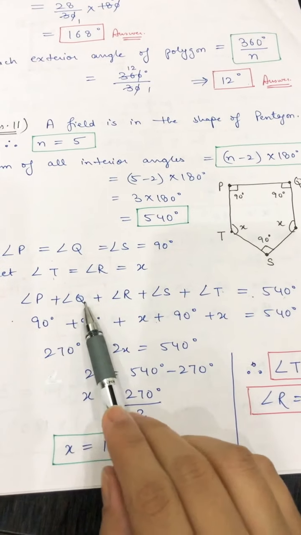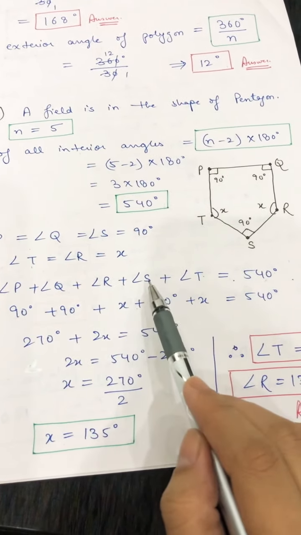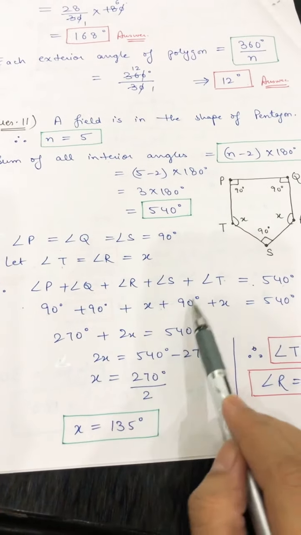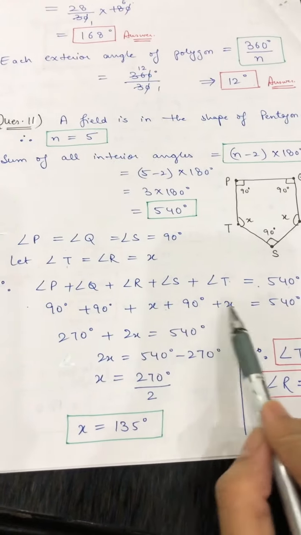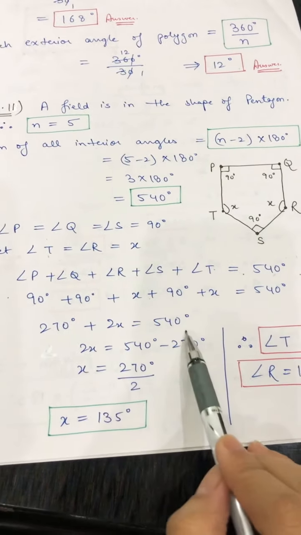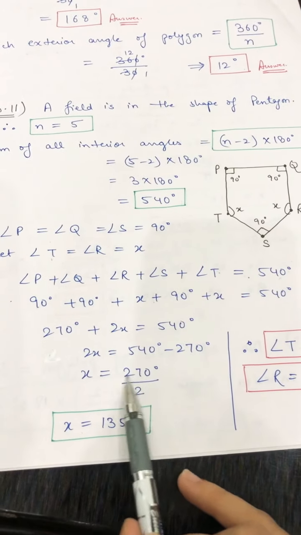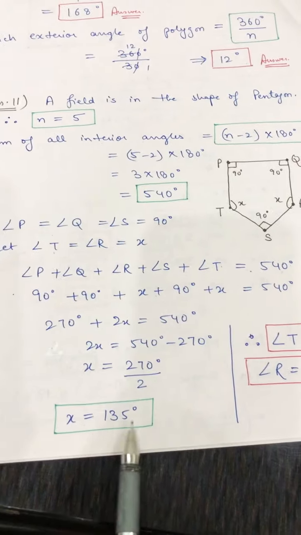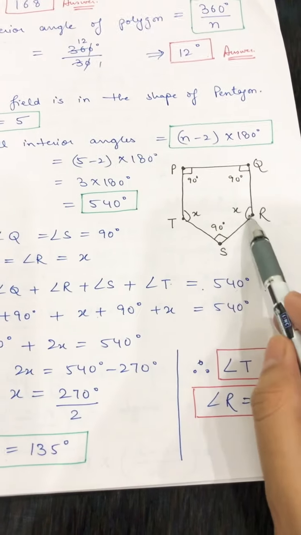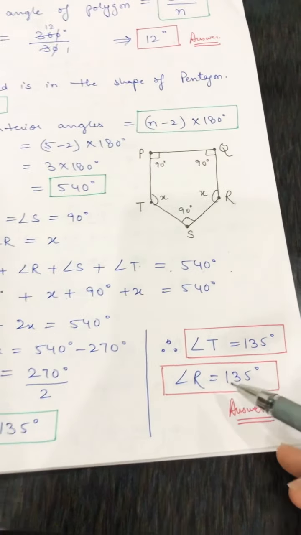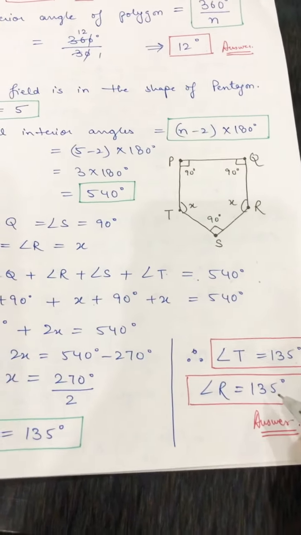Put the values. Angle P is 90, angle Q is 90, angle R is x, angle S is 90, angle T is x. 90 plus 90 plus 90 is equal to 270. x plus x is 2x, so 270 plus 2x is equal to 540. 270 will go to that side, so 2x equals 270, and x is equal to 270 divided by 2, that is 135. So angle x is 135. Angle T is equal to 135, and angle R is also equal to 135.